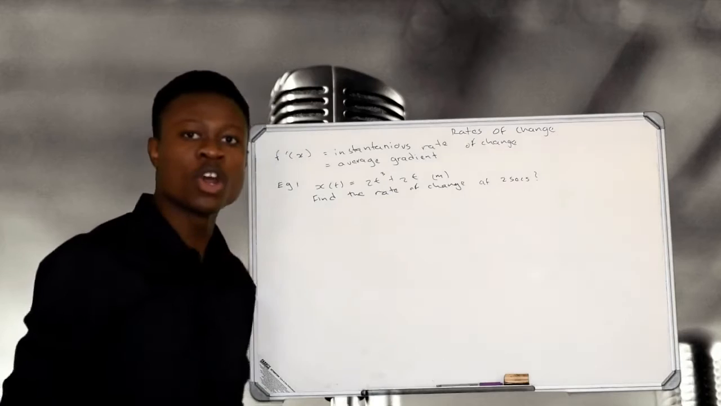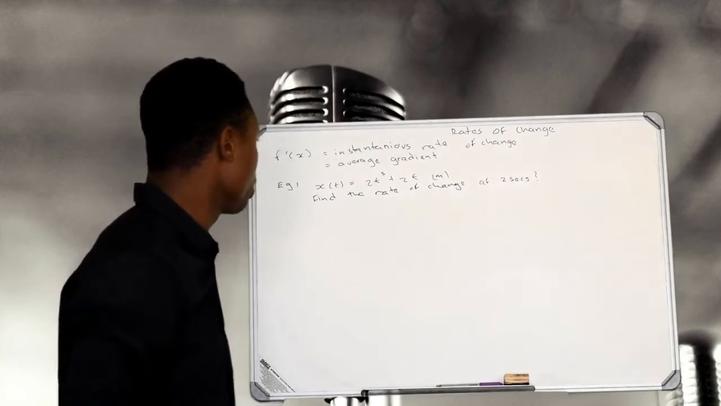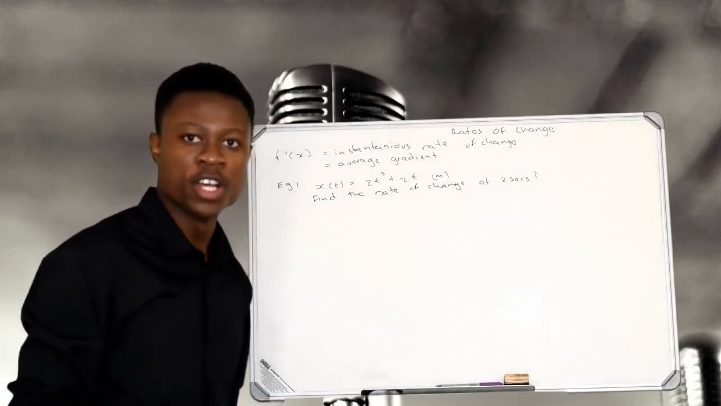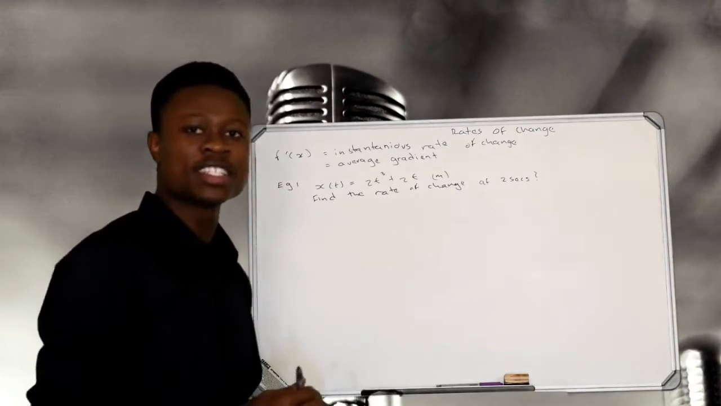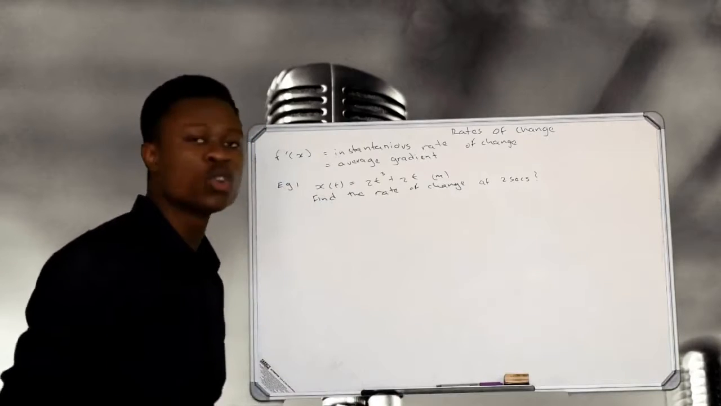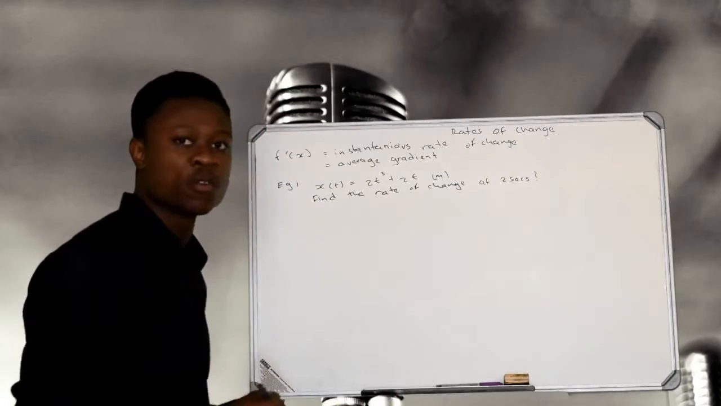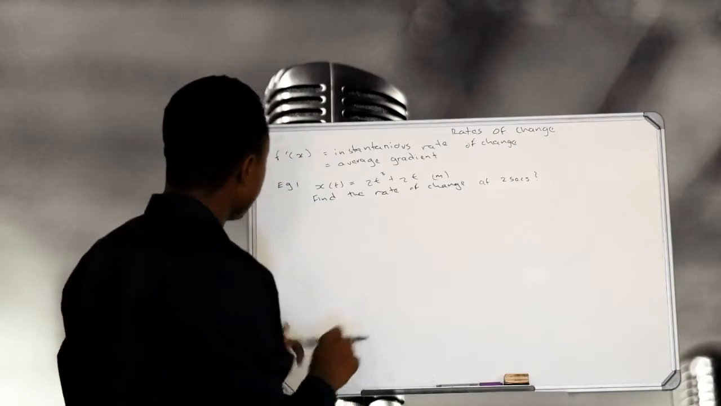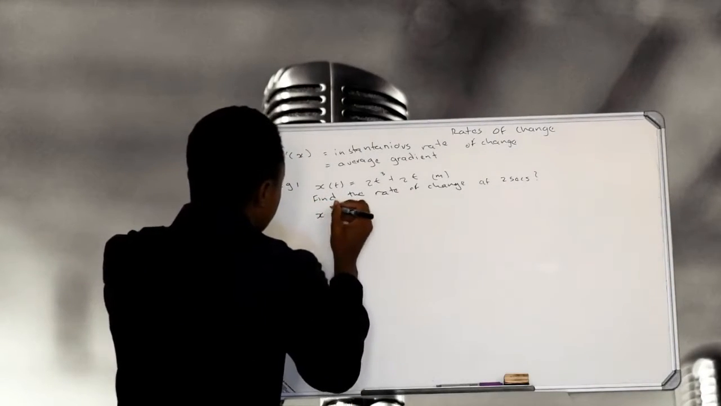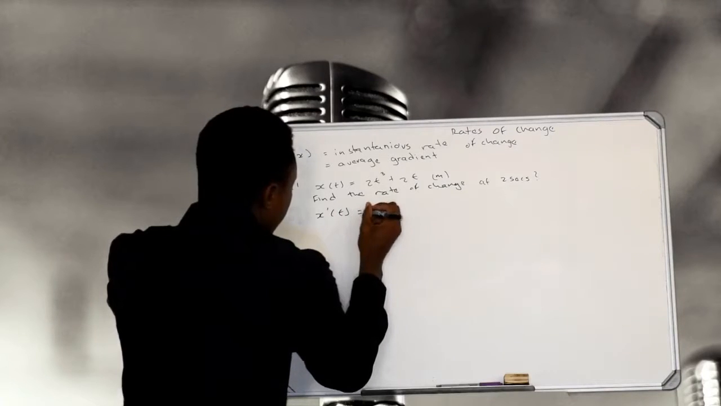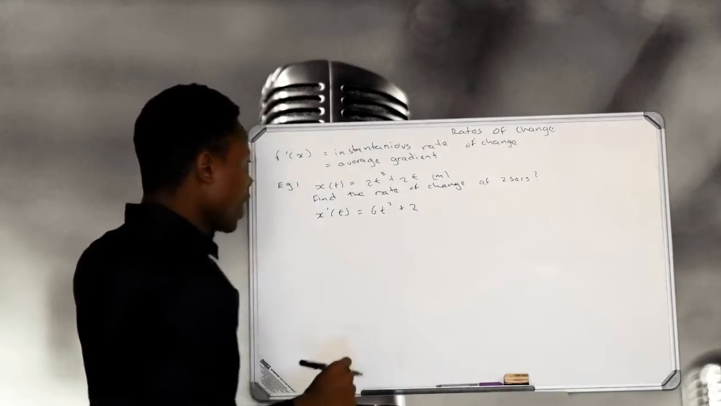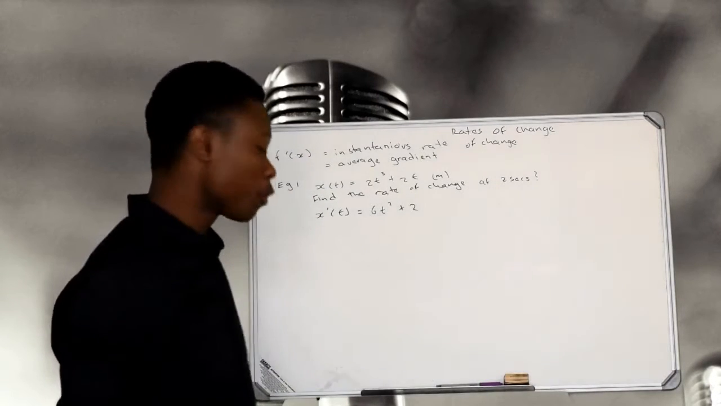So what do we know about instantaneous rates of change? We know that instantaneous rate of change is equal to the first derivative. So if it's equal to the first derivative, what does that mean? It means that we need to differentiate x of t in terms of t, right? So if we differentiate x of t in terms of t, we have x prime of t is equal to 6t squared plus 2, right? This is what we have after we differentiate.